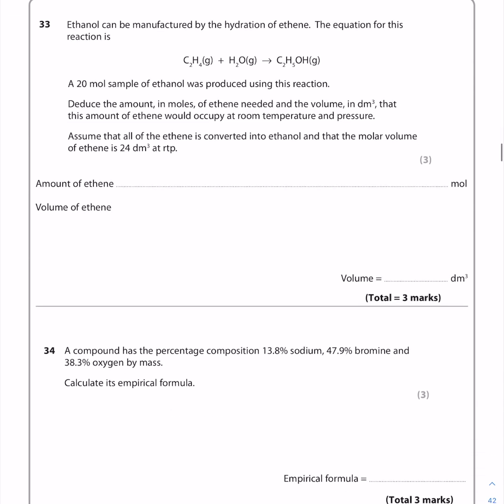Question 33. Ethanol can be manufactured by hydration of ethene. The equation for the reaction is وراح مديني ethene plus water less steam gives ethanol. A 20 mole sample of ethanol was produced from this reaction. Deduce the amount of ethene needed and the volume in cubic decimeter that this amount of ethene would occupy at room temperature and pressure. Assume that all of ethene is converted into ethanol and that the molar volume of ethene is equal to 24 cubic decimeter at room temperature and pressure.